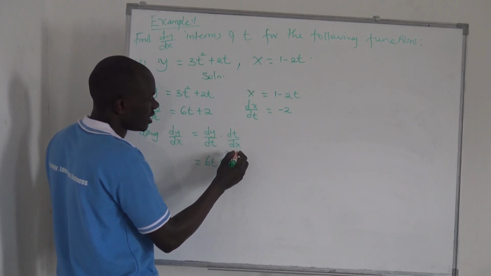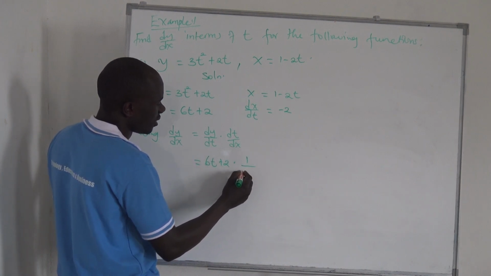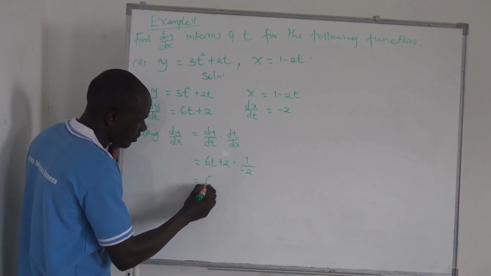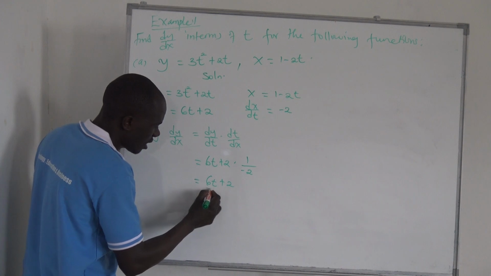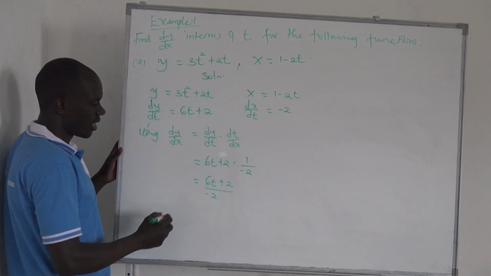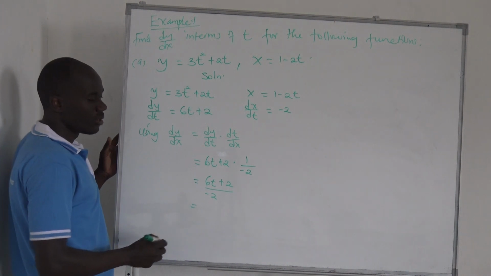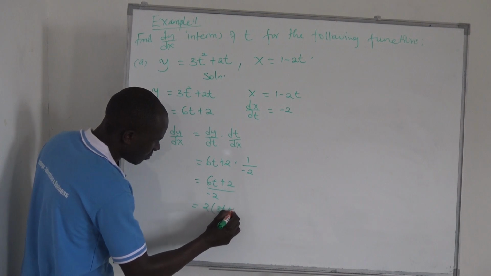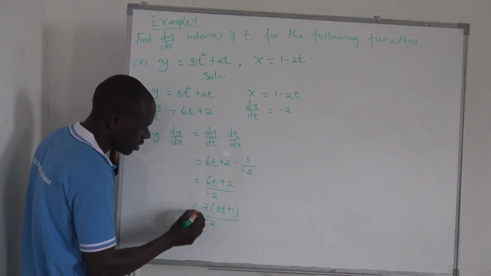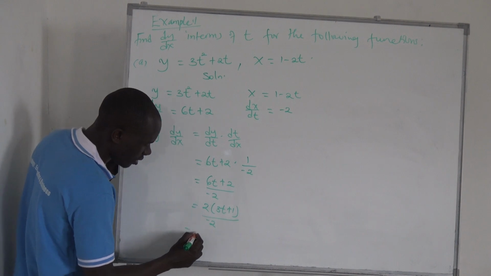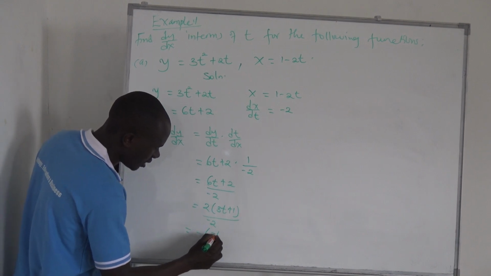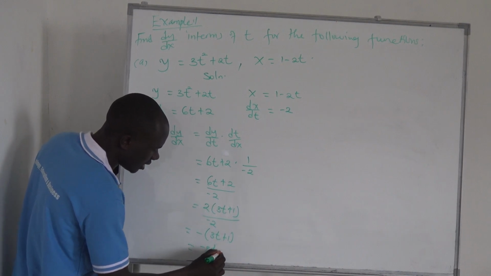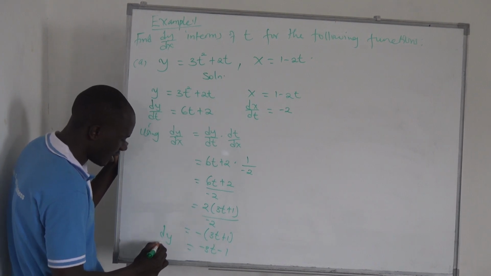That means to get dt/dx is going to be 1 over negative 2, because this one is already that. So what comes into your mind becomes 6t plus 2 over negative 2. What is common in here and there? What is common is a 2 into 3t plus 1 over negative 2. 2 and 2 cross out. What do you remain with? We remain with a negative into 3t plus 1. If you want to open the brackets, you say negative 3t minus 1, which is dy/dx.